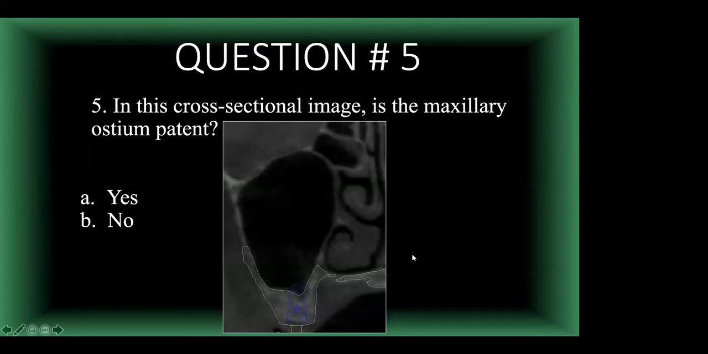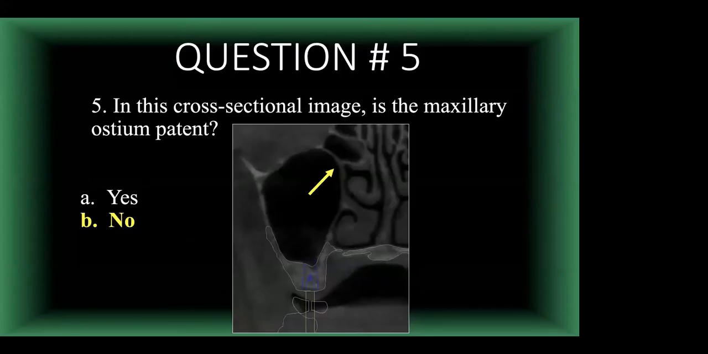Okay, and our polling results say yes. B is the correct answer. It is not patent in this particular cross-sectional image. However, that was a trick question, because as you remember, when we're looking at patency, patency is the opening of the ostium. If the ostium is open, that means the maxillary sinus can drain. That would mean it is patent. If it is closed off, which it is in this cross-sectional image, then the sinus cannot drain.